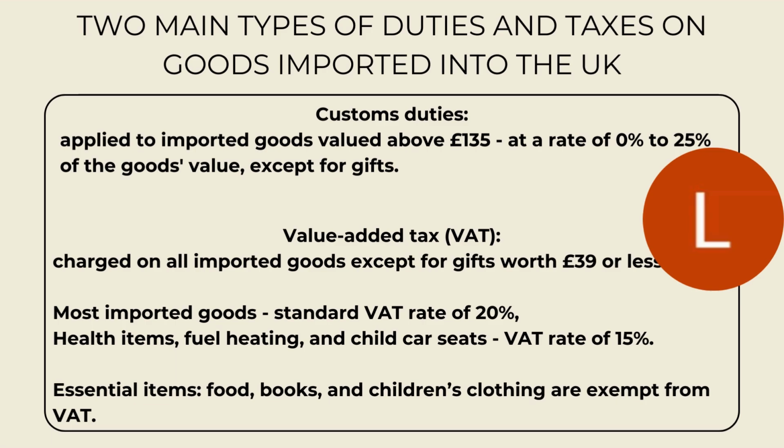Two main types of duties and taxes on goods imported into the UK. First, customs duties. Customs duties apply to imported goods valued above £135 and at a rate of 0% to 25% of the goods' value, except for gifts. Second, value-added tax (VAT). VAT is charged on all imported goods except for gifts worth £39 or less.